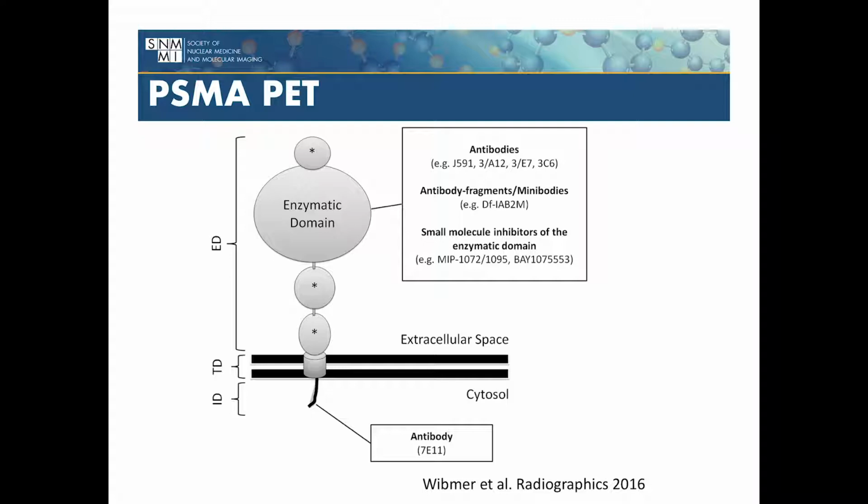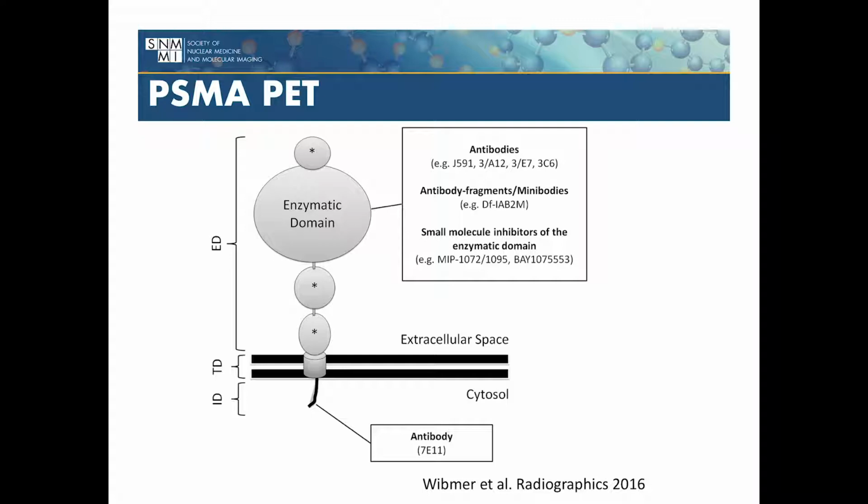So PSMA is a protein that's expressed on the surface of a lot of prostate cancer cells. It's a transmembrane protein, and it's been around for a while, and there's been a lot of imaging agents developed against it. There was ProstaScint, an agent developed probably 15 years ago, an antibody directed against the intracellular domain. There's been other antibodies directed against the extracellular domain. What I'm going to be talking about today are these ones here, the small molecule inhibitors.